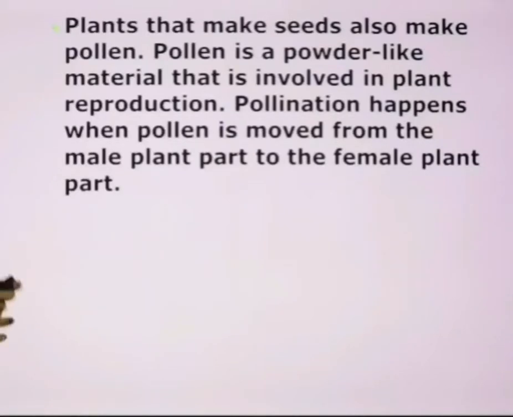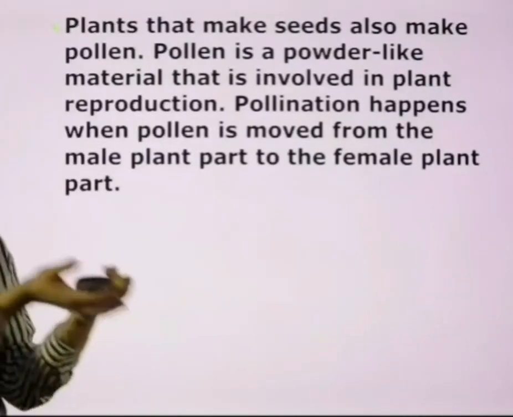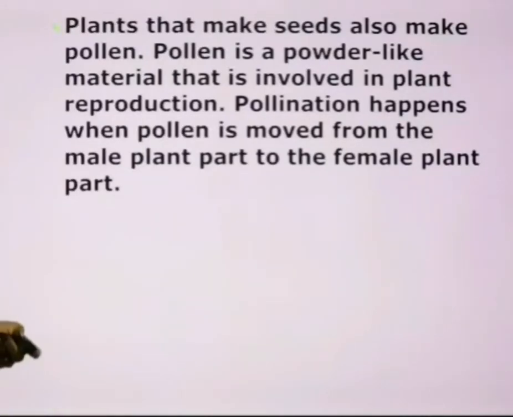Pollination happens when pollen is moved from the male plant part to the female plant part. So these are the tiny dust flying from the male part of the plant to the female part of the plant. This is when mating or reproduction will happen.